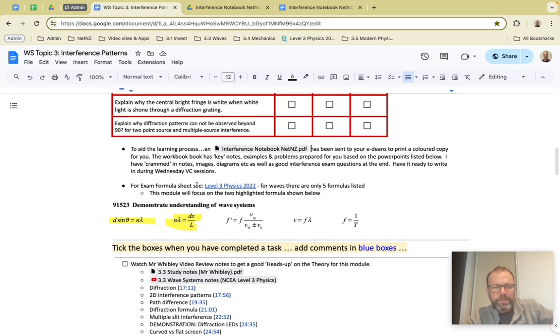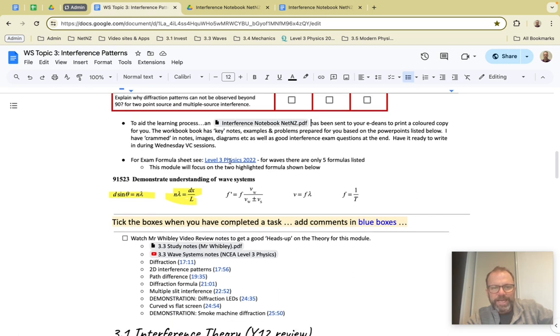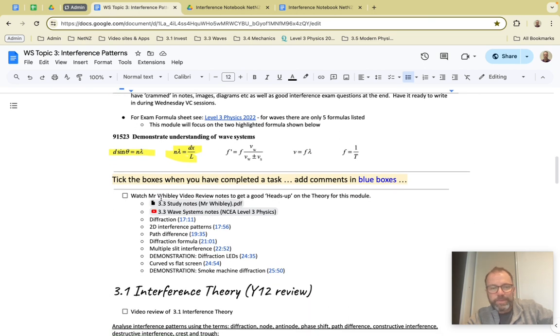The key concepts here, in terms of the exam formulas, are just these two here, which I've shaded. Again, do watch Mr. Weebly, I thoroughly recommend him. If you could latch on at the 17-minute mark and just watch all this stuff here, you get a heads up on what's going to be covered in this module 3.